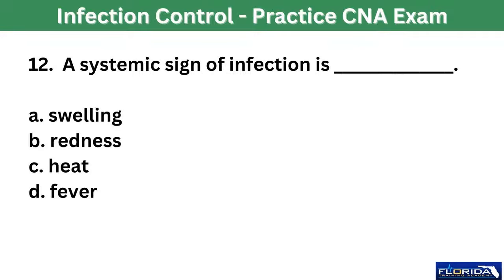12, a systemic sign of infection. That means that this infection is all over. A systemic sign of infection is A, swelling, B, redness, C, heat, or D, fever.